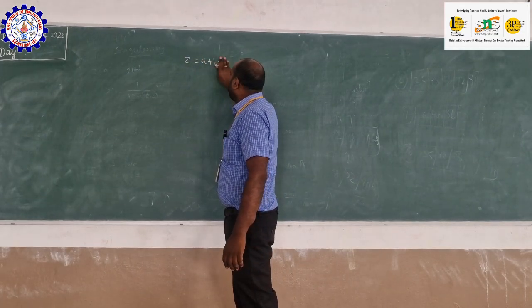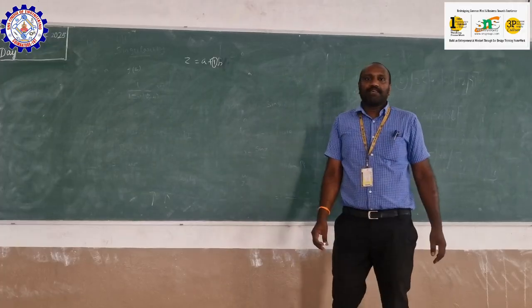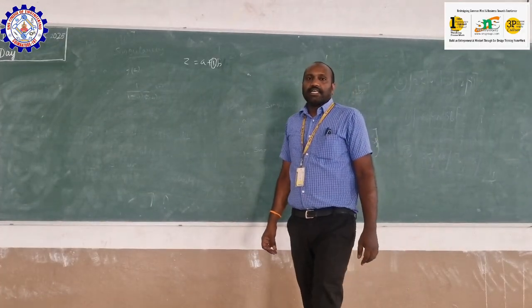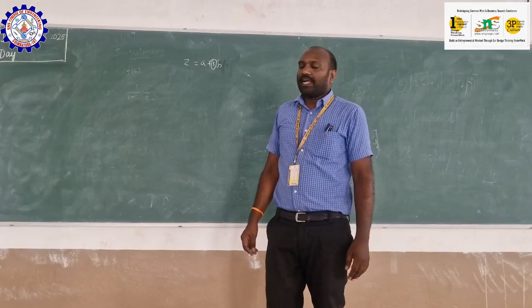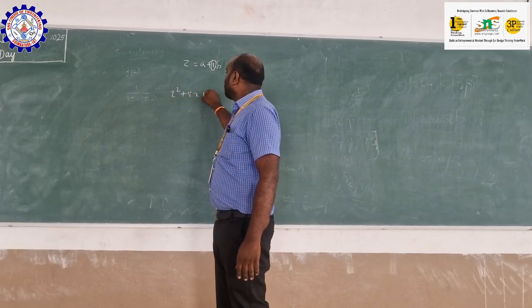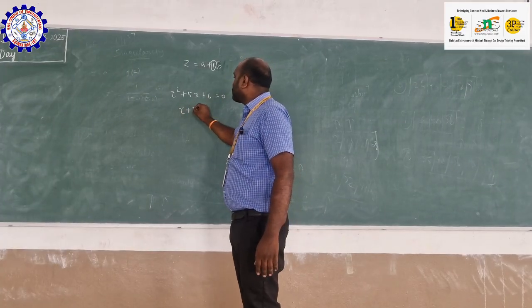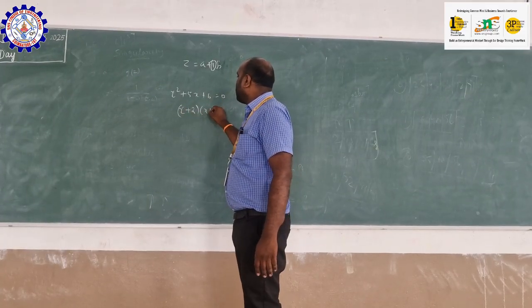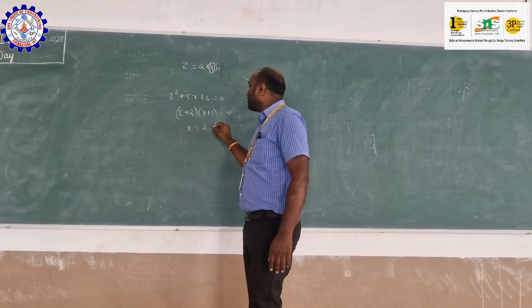But where is the i? Where is the imaginary function? Basically, we know the quadratic equation x square plus 5x plus 6 equal to 0. So here that is (x plus 2)(x plus 3). We have two solutions, so x equal to minus 2, minus 3.